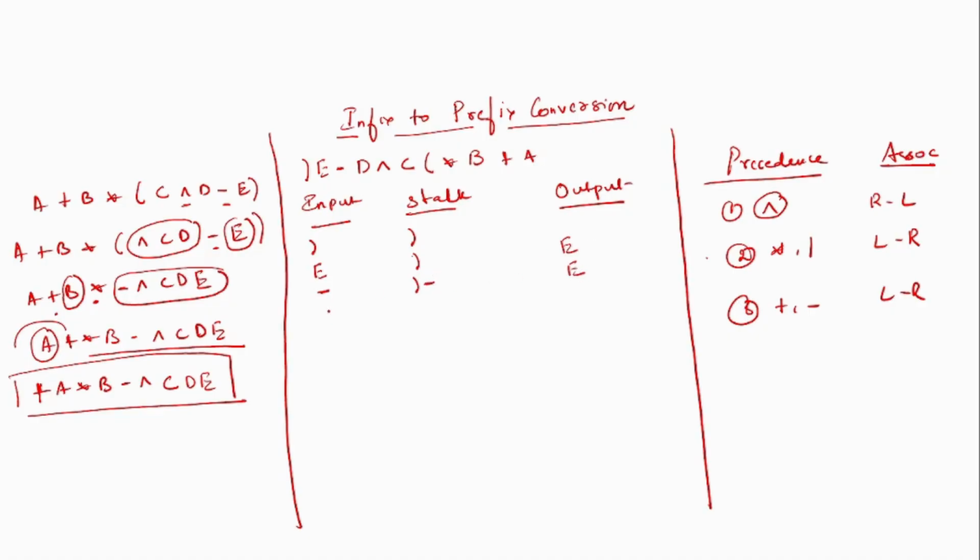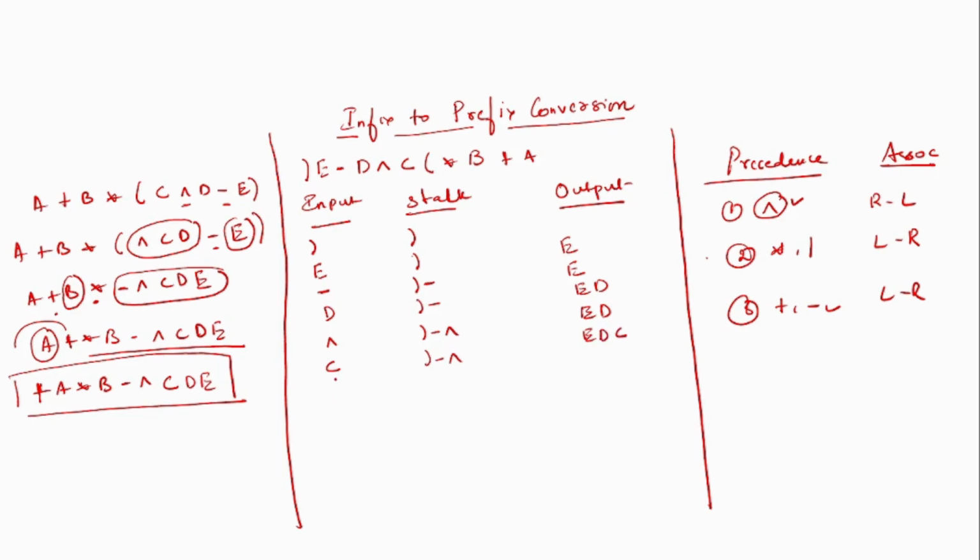I will write e as it is. Then comes d, right? D is not an operator. I will write d here. Then comes exponential. Now exponential has greater precedence than that of minus, therefore according to rule number 1, I need to push it into the stack, right? E and d, right? Then comes c, right? I will write it as it is, e d c, right?